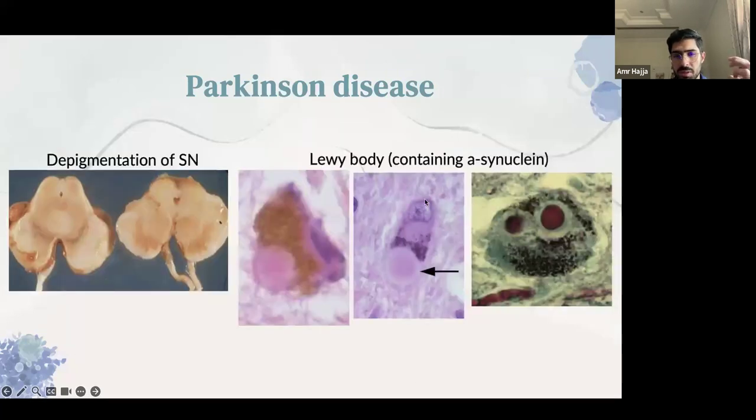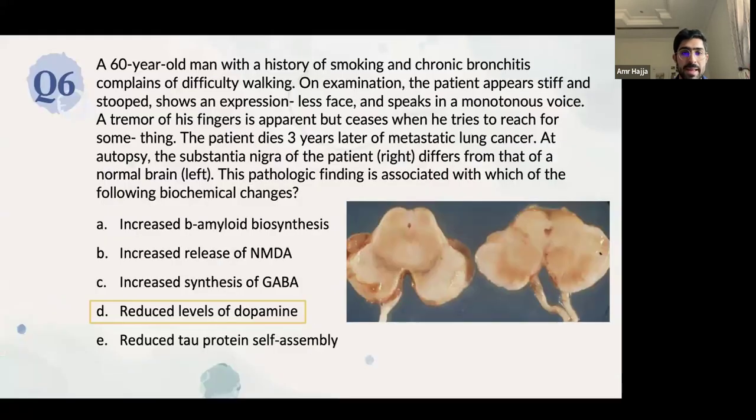Here I collected different pictures of Lewy bodies from different books. Guys, make sure to memorize every single histopathology picture because they're very important, and sometimes they put up a picture and expect you to answer based on the picture itself. So please make sure to know each picture and which disease it's related to. Here are three different pictures of Lewy bodies showing alpha-synuclein, which are characteristic of Parkinson's disease.